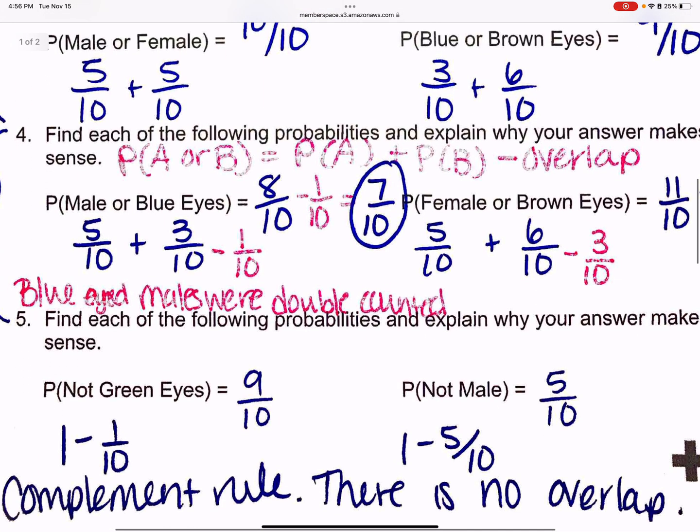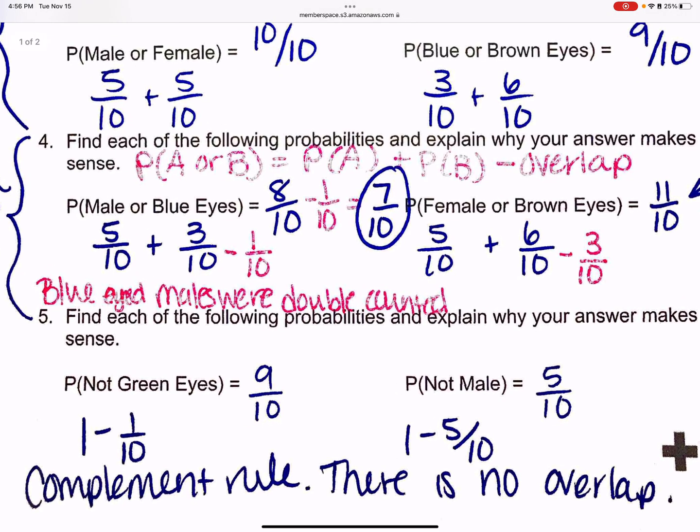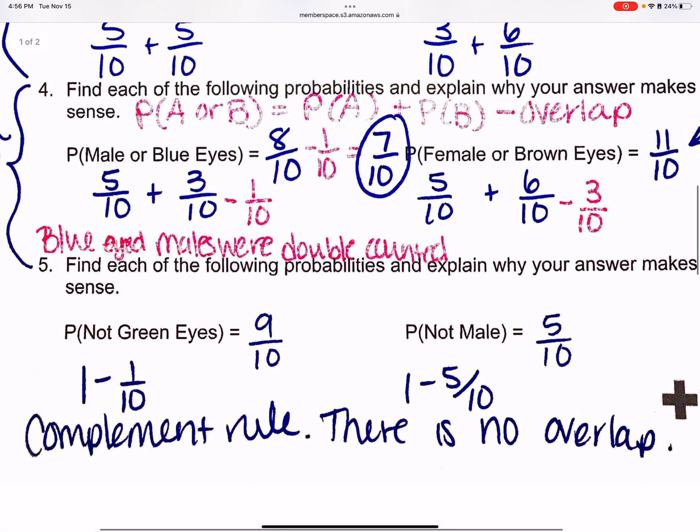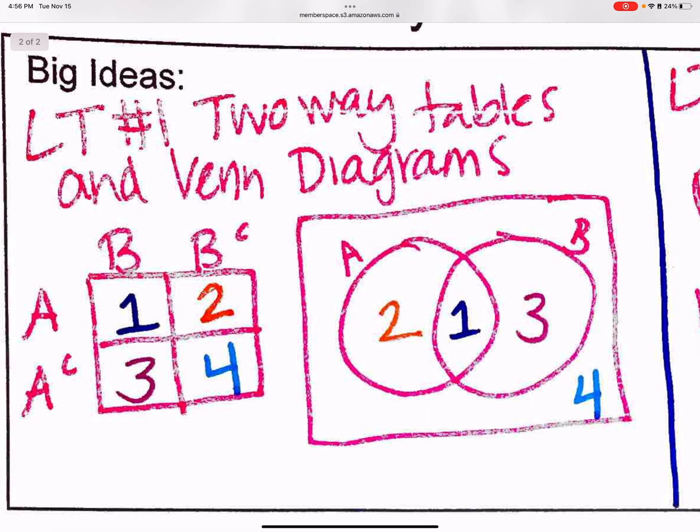Find each of the following probabilities and explain why your answer makes sense. Not green, because it's the complement rule, 1 minus 1 over 10. Not male, because 1 minus 5 over 10. If I have green eyes, not green eyes, those are complements, because green eyes plus not green eyes equals 1. Male and not male, 5 out of 10 plus 5 out of 10 is 1. There's no overlap.